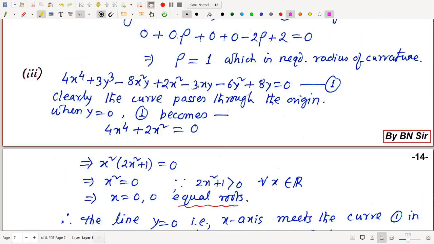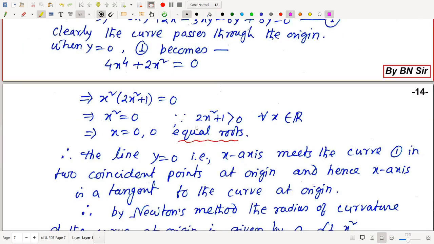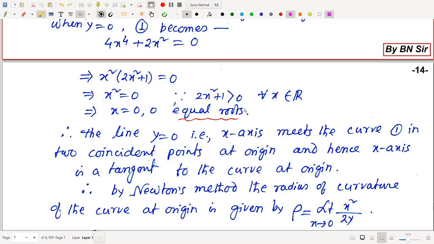Now, you can check with putting x equals 0 or y equals 0. Here we have some trial to be done. So if I put y equals 0, then equation number 1 becomes 4x to the power 4 plus 2x square equals 0. Okay, so x square common, x square into 2x square plus 1 equals 0 means x square equals 0. Here 2x square plus 1 is greater than 0 for any real value of x. Okay, so x square is 0 means x equals 0, 0 equal roots. Therefore the line y equals 0, means x-axis, meets the curve 1 in two coincident points at origin, and hence x-axis is a tangent to the curve at origin.